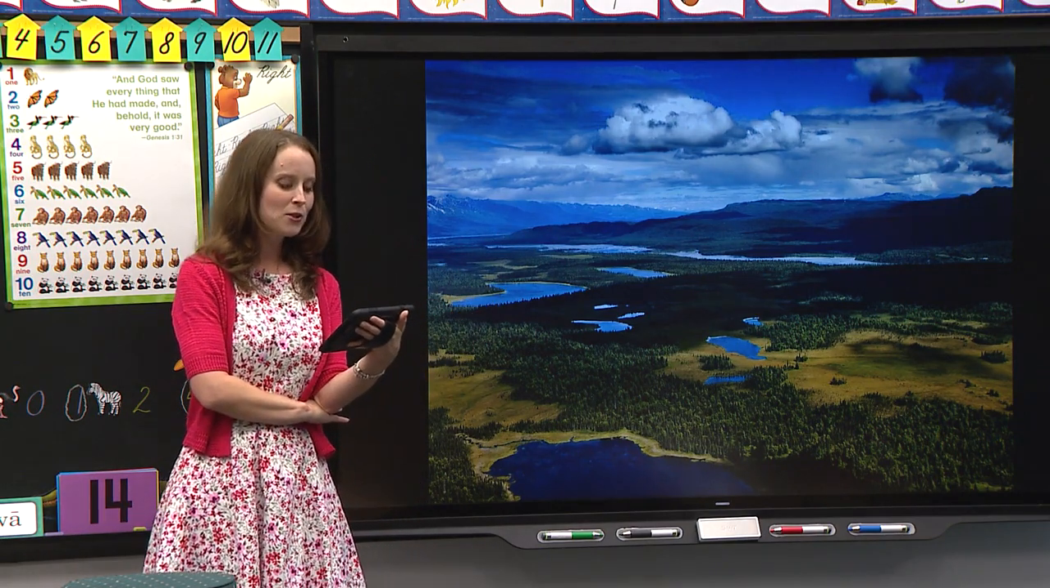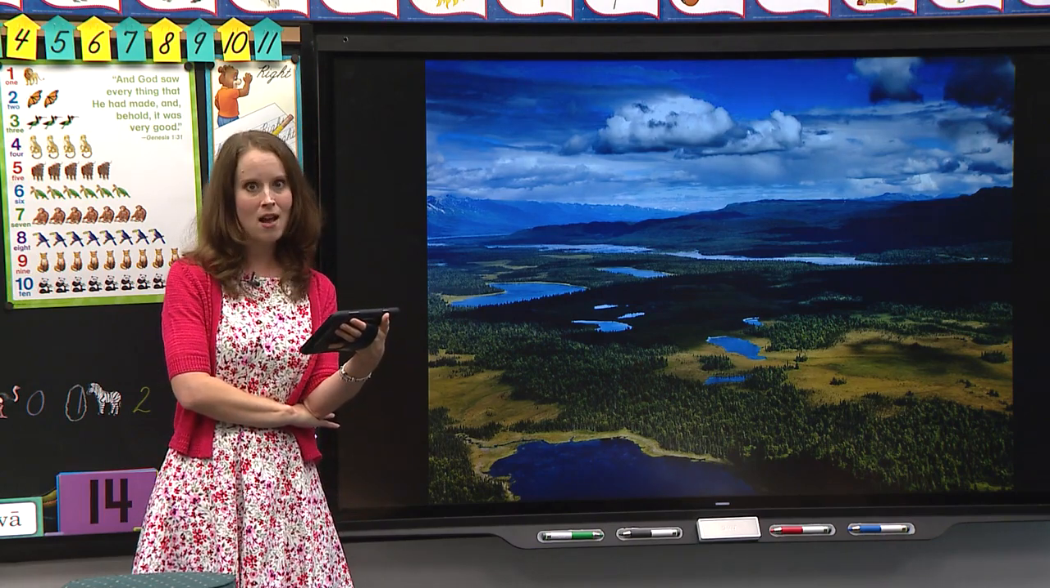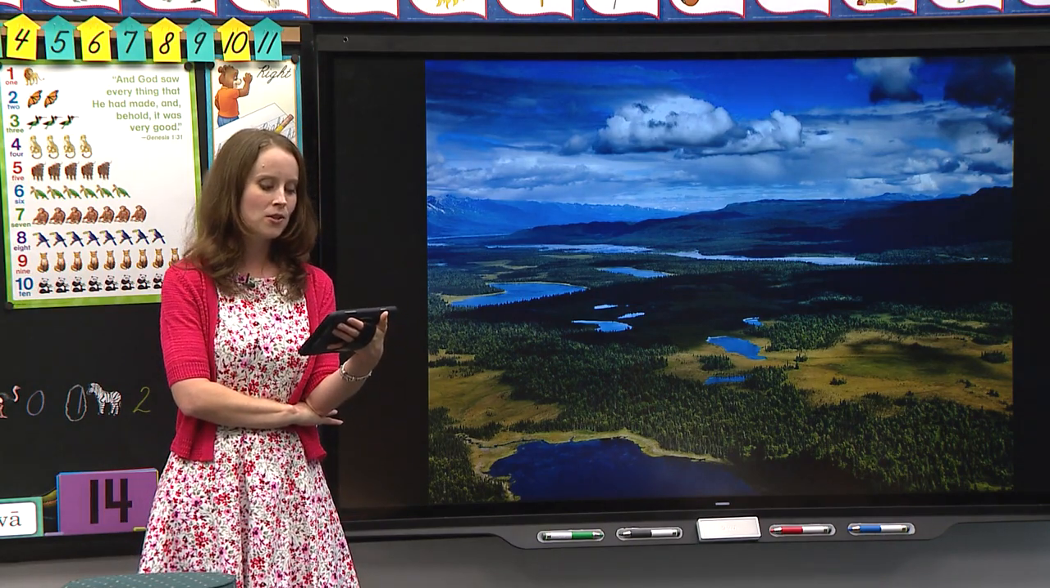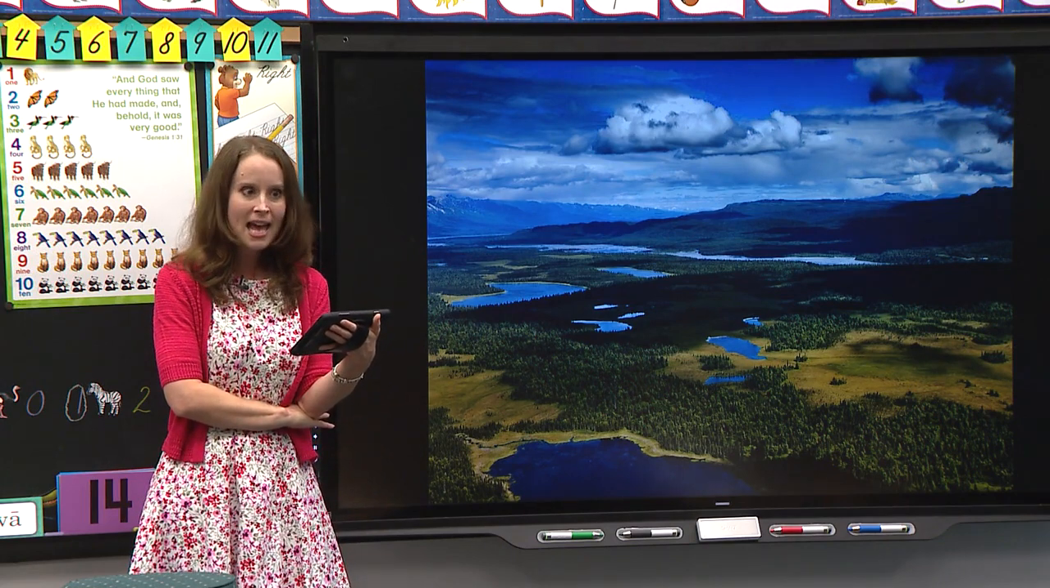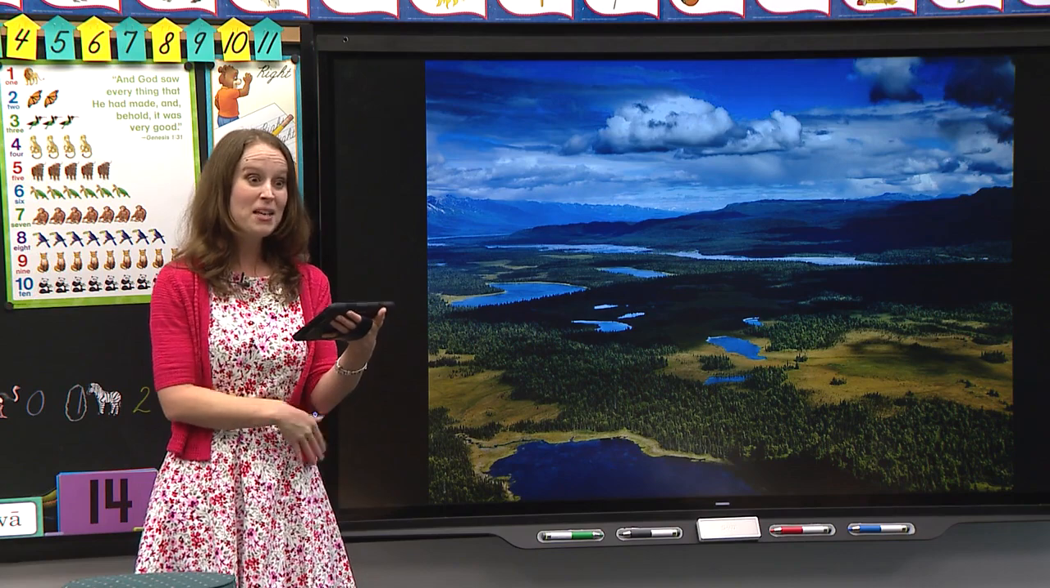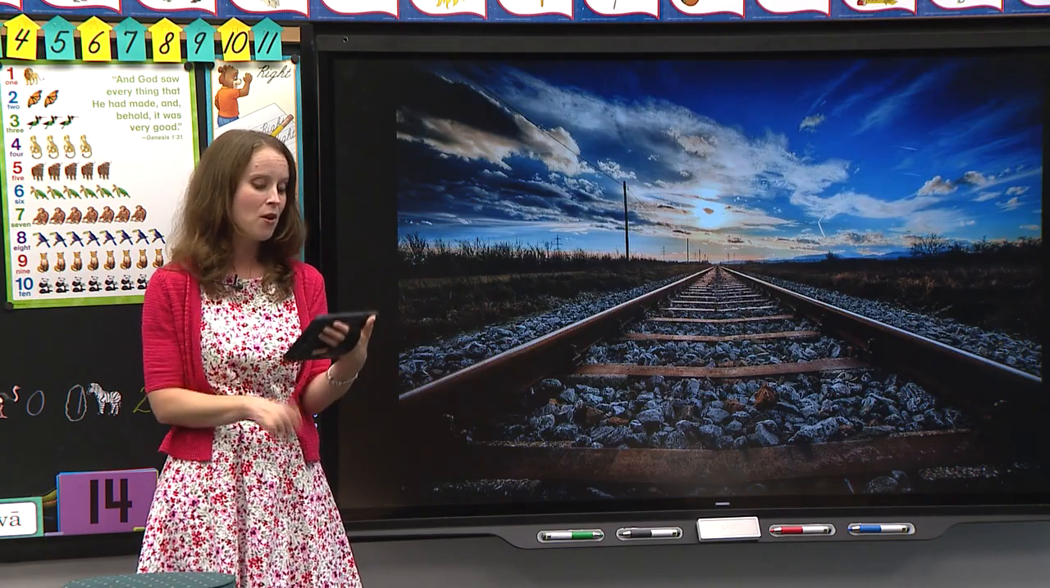Now, Alaska is special because it has really long nights and really short days during the winter time. But during the summertime, it's the opposite. They have really long days and really short nights. It's because they're almost at the very top of our Earth.